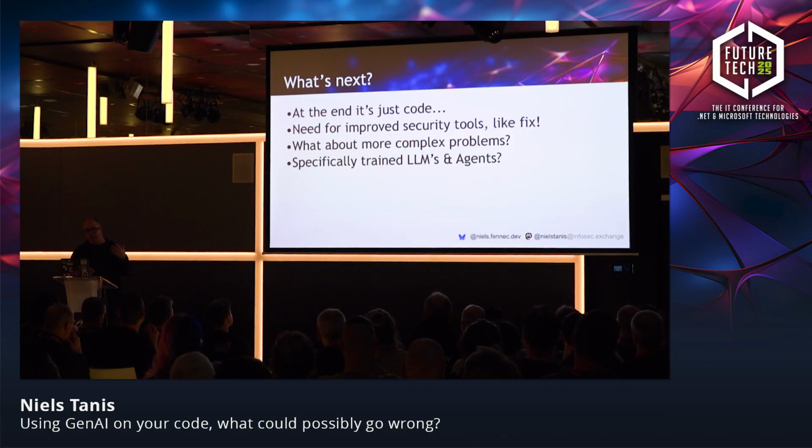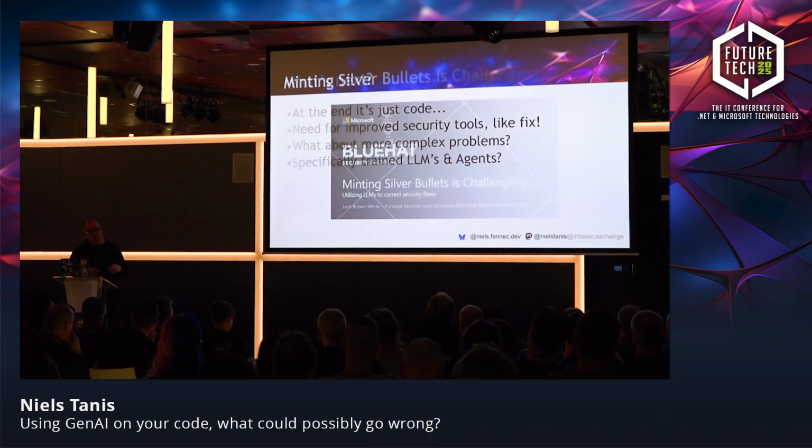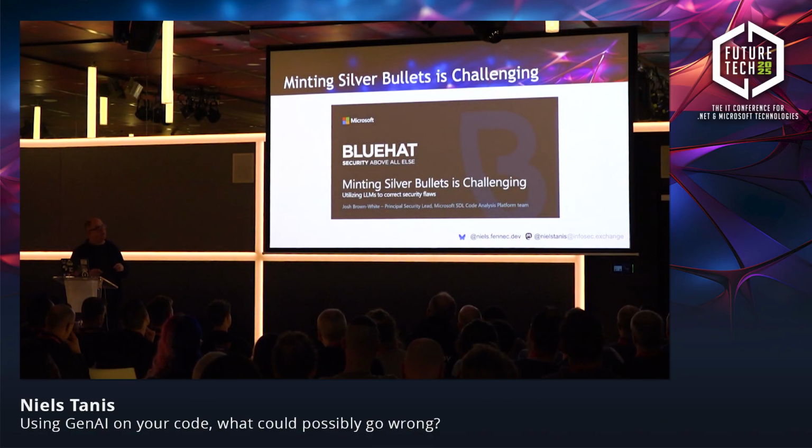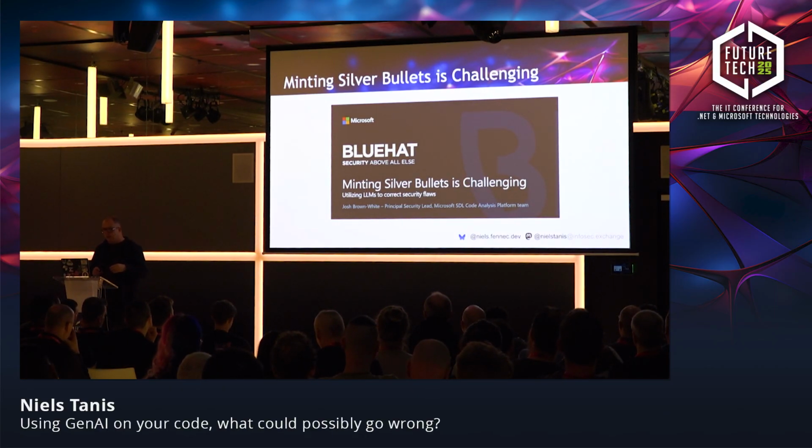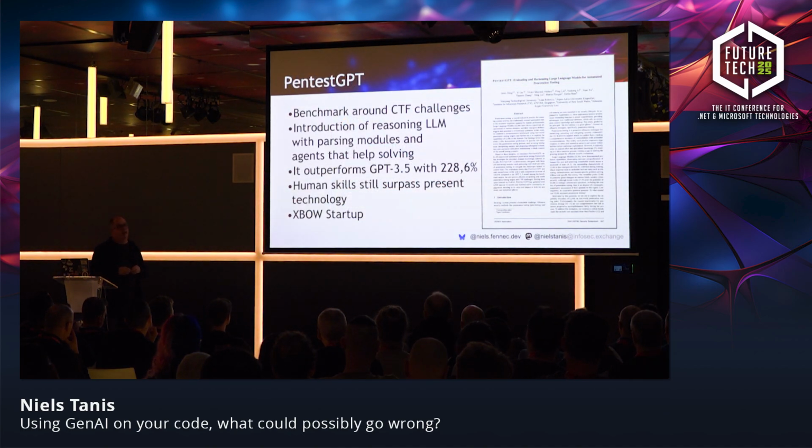And also maybe be able to do that rewrite of that crypto, right? Maybe say, hey, this is a step-based way, with the help of agents, to do stuff. One really cool talk was done at Microsoft BlueHat by Josh Brown-White on using LLMs to correct security flaws, and he explains exactly what the limitations are on these kinds of things, and also what would be the things to do next.